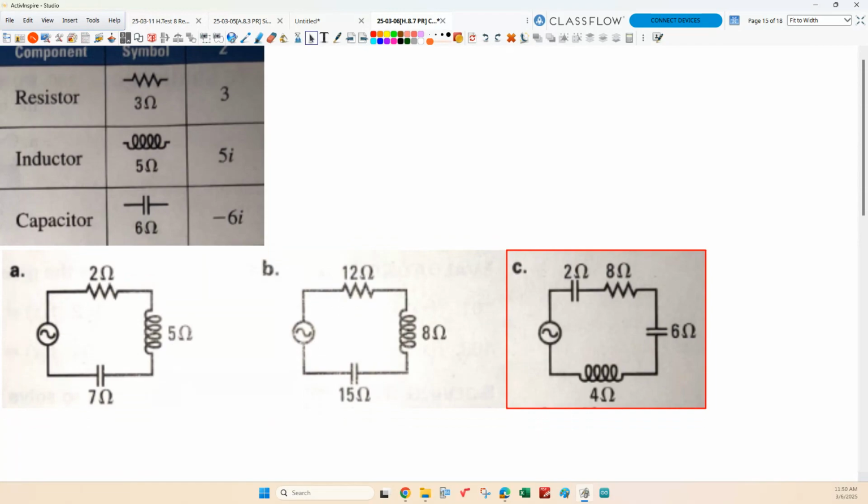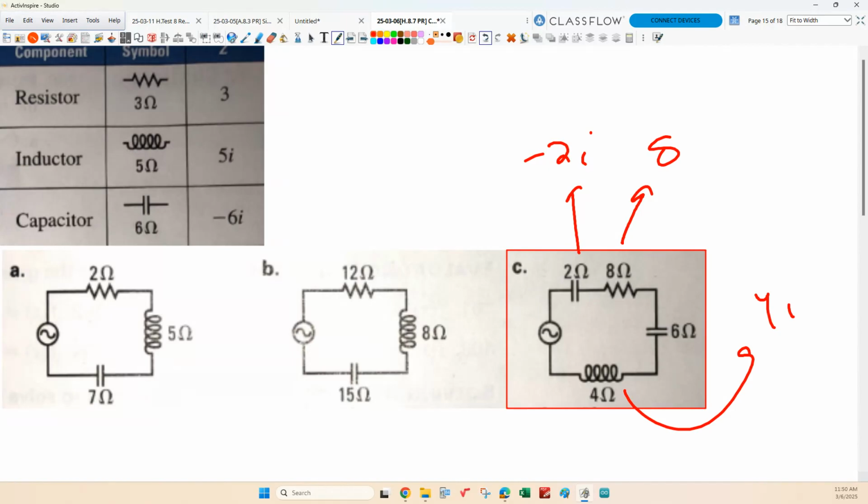That's a resistor. So what's going to be the contribution of that resistor? 2. Good. So this guy is contributing 2. Or sorry, that's not 2, that's a capacitor. Sorry, I messed it up. The capacitor, what's going to be the contribution of that 2 ohm capacitor? Negative 2i. How about the 8 ohm resistor? 8. And how about this 4 ohm inductor?